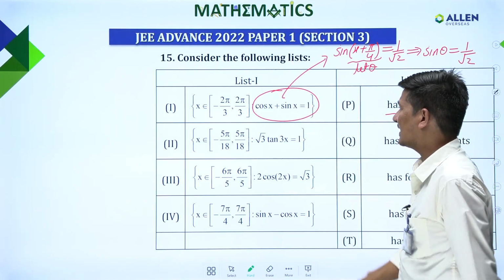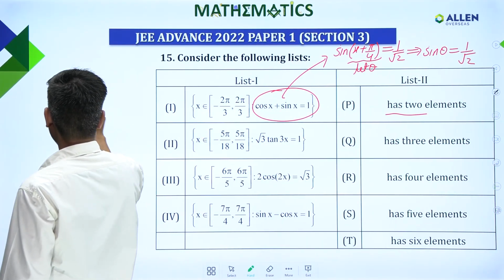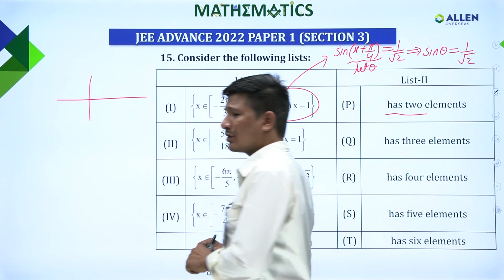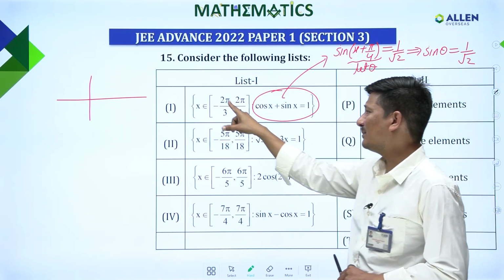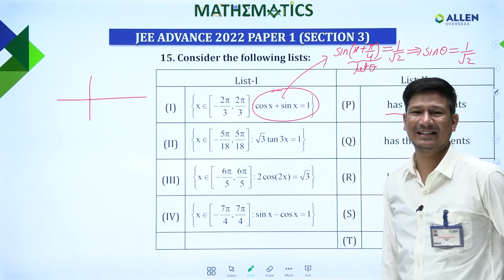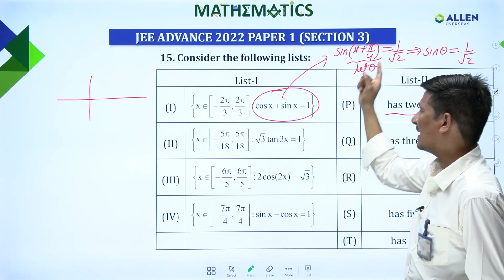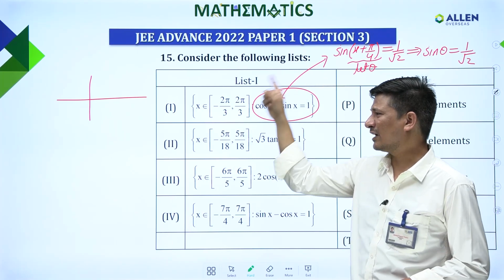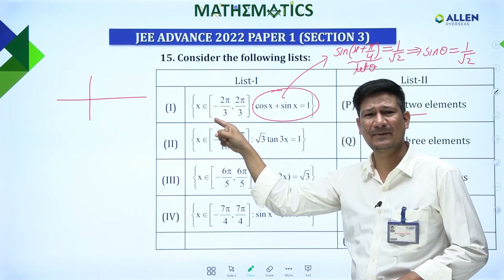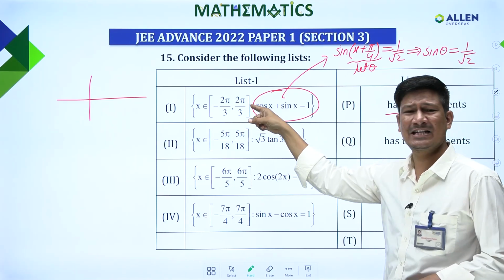So for this first part, I draw the graph of the sine. In which interval do we have to draw the graph? You know x lies from minus 2 pi by 3 to 2 pi by 3, and here theta is x plus pi by 4, so add pi by 4 at both ends. That is minus 120 plus 45, which is minus 75 degrees, and 120 plus 45, which will be 165 degrees.